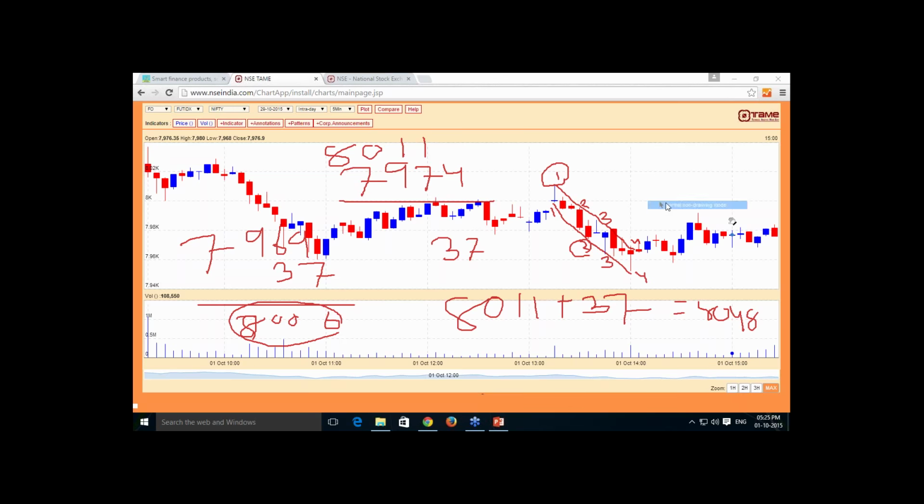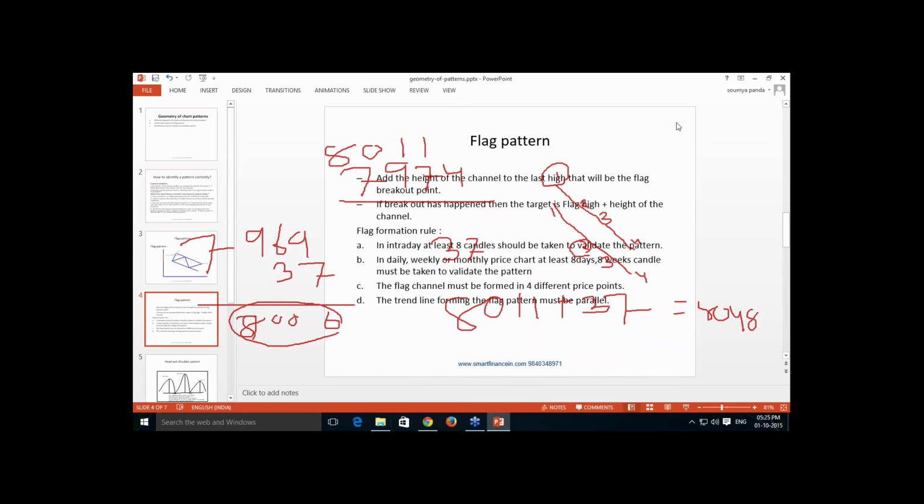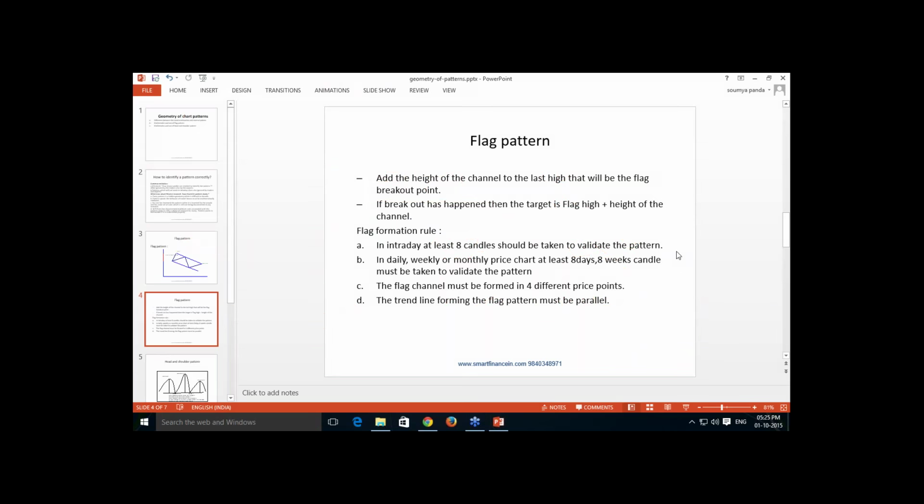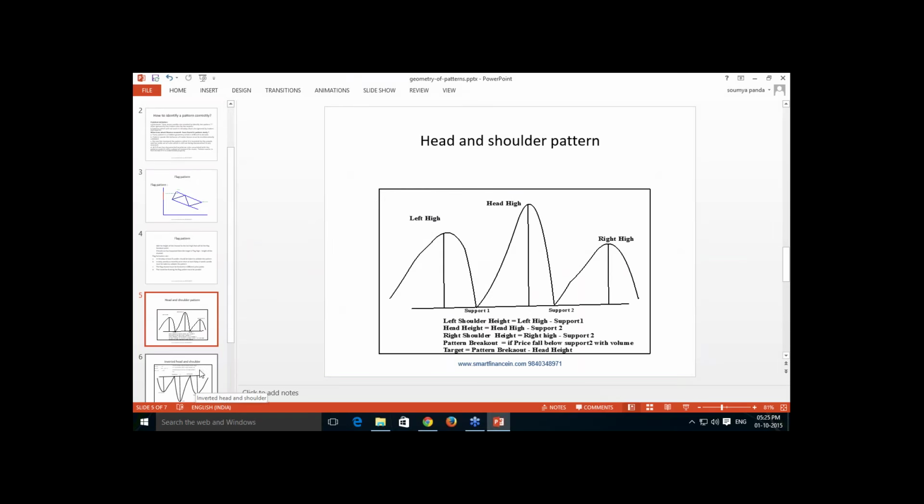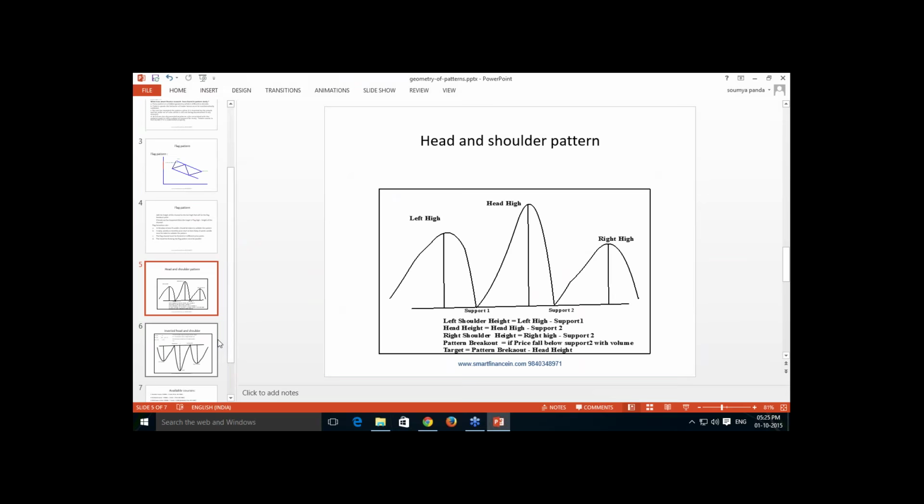Likewise, many pattern arithmetics I have given in my book on technical analysis. Those who have this book, if you just browse through it, you will find most of those pattern arithmetics I have given in their original essence.